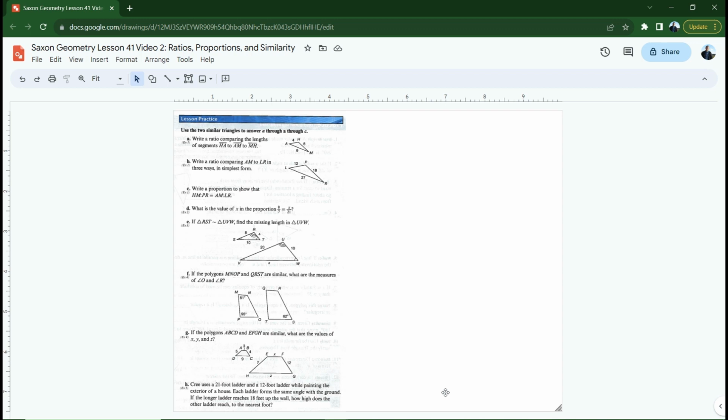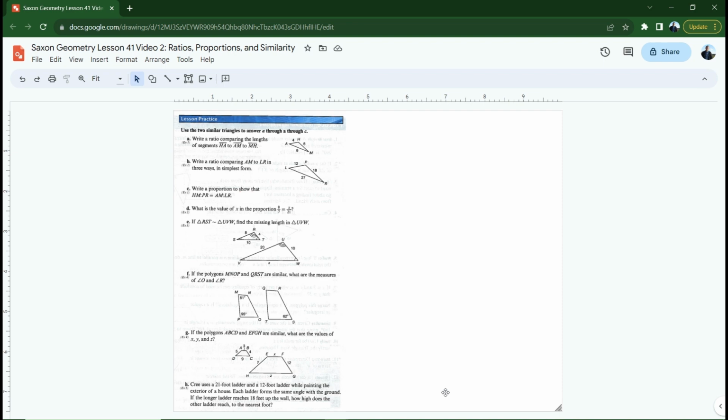Hey, geometry students, I think you're going to find that working problems with ratios, proportions, and similarity is really easy. Just like I said, there's really nothing new in this lesson. This is just algebra masquerading as geometry, and it's all stuff you've done before anyway. So this is going to be really straightforward.